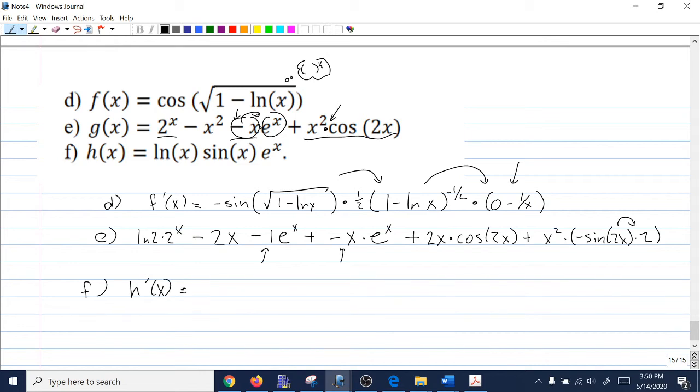Derivative of a triple product is a triple sum. Derivative of the first, leave the second alone, leave the third alone. Plus leave the first alone. Derivative of the second, leave the third alone. Plus leave the first alone, leave the second alone. Derivative of the third. Derivative of the third doesn't do anything, but I write it there. There's F.